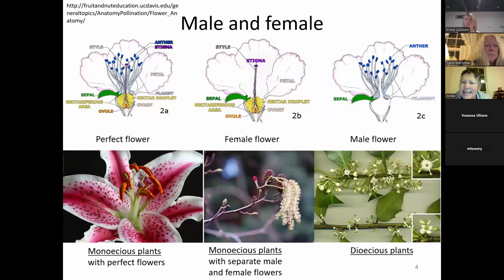And then there are dioecious plants like holly, where there are male plants and female plants. And the male plants only have male flowers, and that would be the top twig there, because you can see there's four things sticking out. Those are stamens. And the bottom one is from a female plant. And it has one thing in the middle, which is the ovary, stigma, and style.